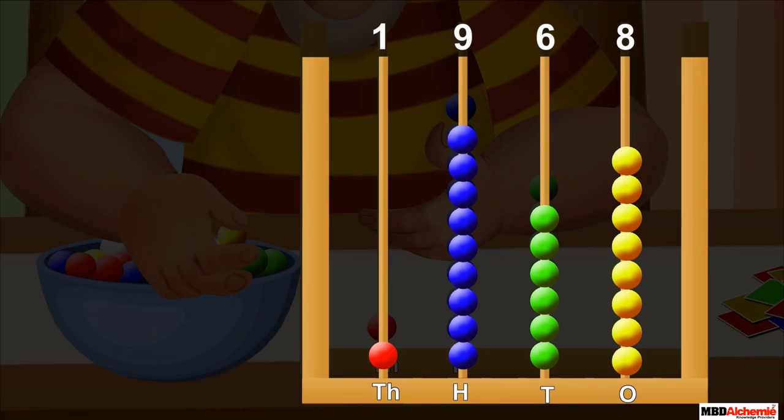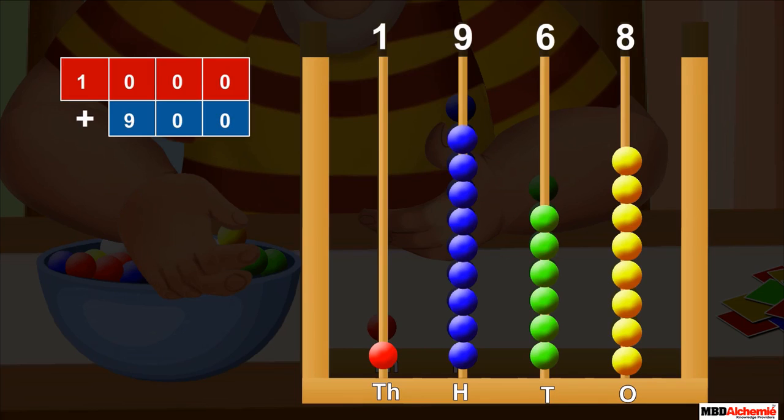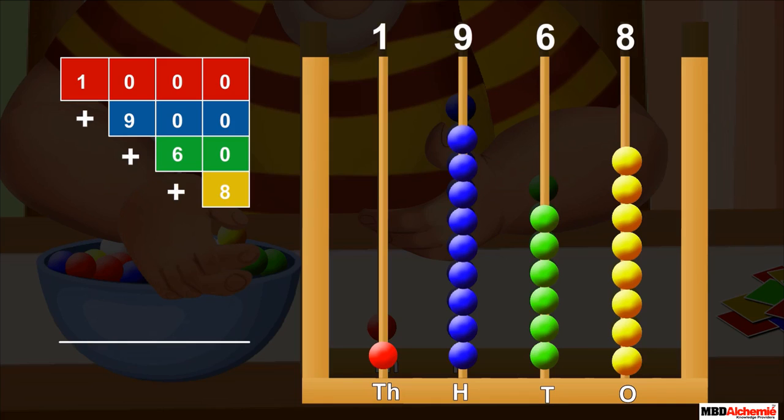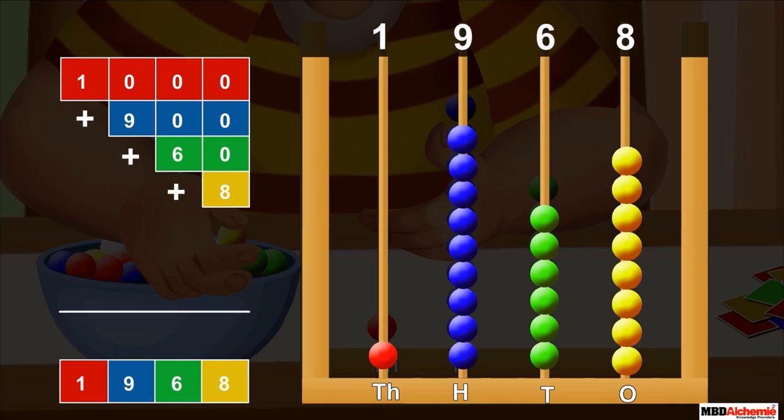So we can say that the number represented by Sid on the abacus is 1,000 plus 900 plus 60 plus 8, which is equal to 1,968.